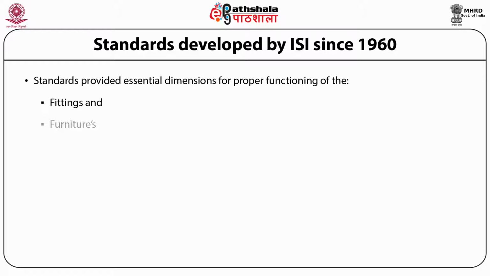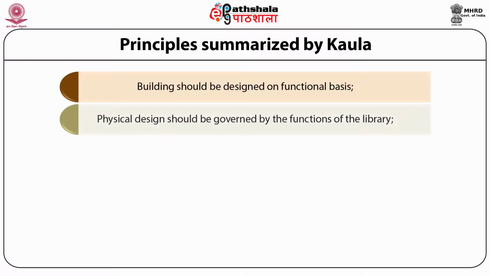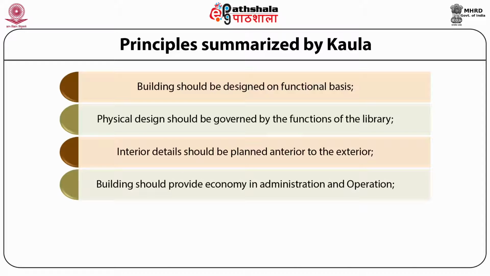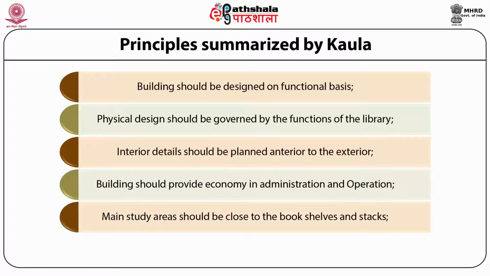On the other hand, P. N. Kola has summarized the principles enunciated by different specialists as follows. Number 1, building should be designed on the functional basis. Number 2, physical design should be governed by the functions of the library. Number 3, interior details should be planned anterior to the exterior. Number 4, building should provide economy in administration and operation. Number 5, main study areas should be close to the bookshelves and stacks.